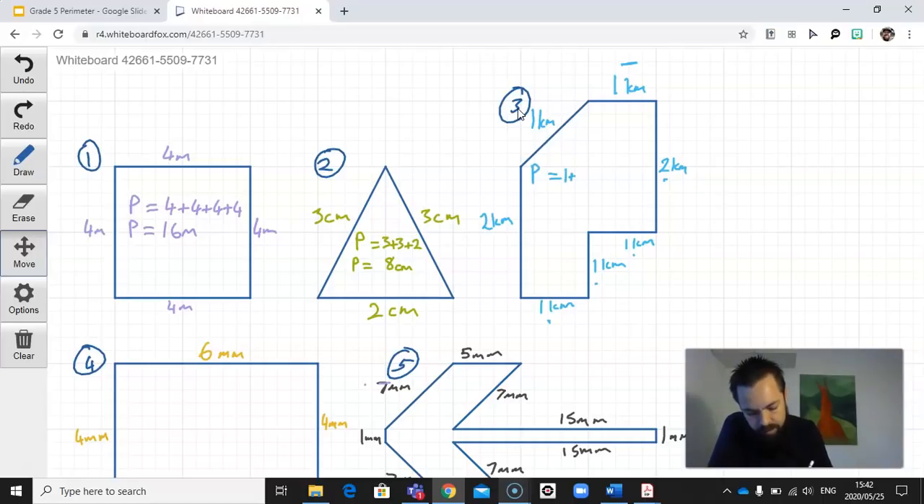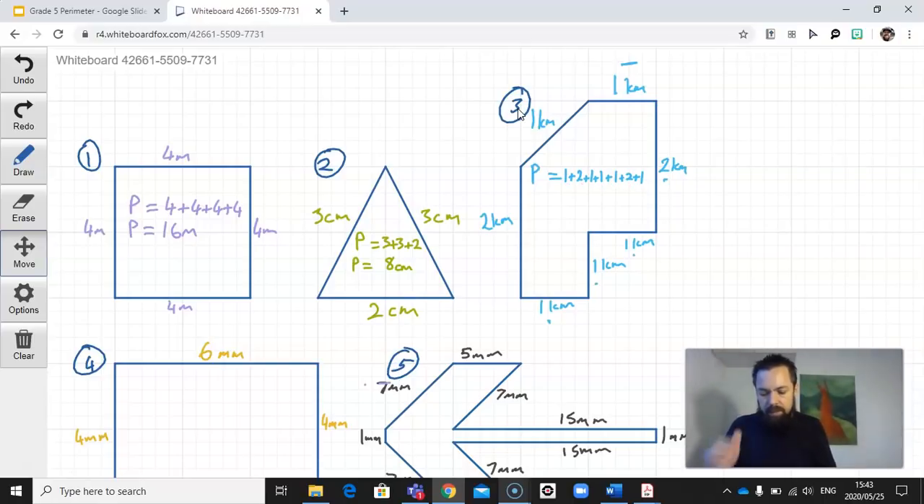1 plus 2 plus 1 plus 1 plus 1 plus 2 plus 1. And then I always think it's a good idea just to check that we got the right number. So 1, 2, 3, 4, 5, 6, 7 different sides. And I counted 7 at the start, so I know that that's right.